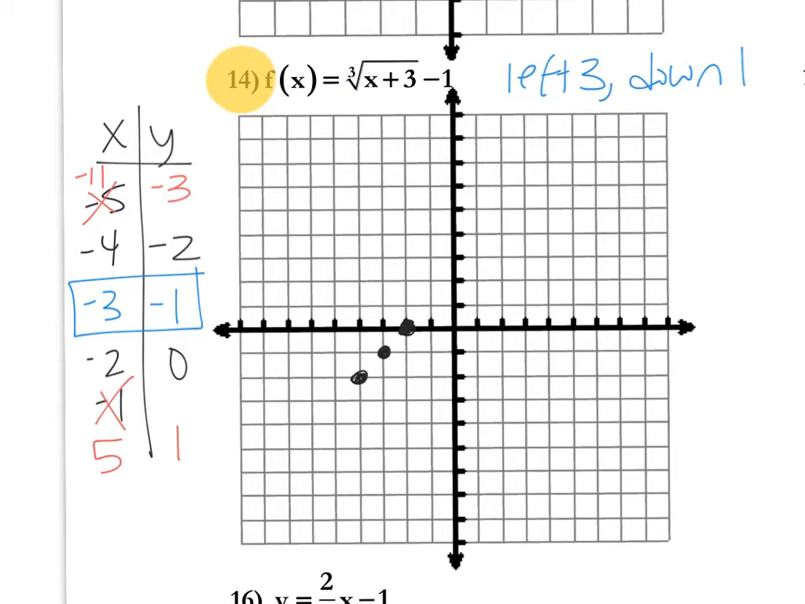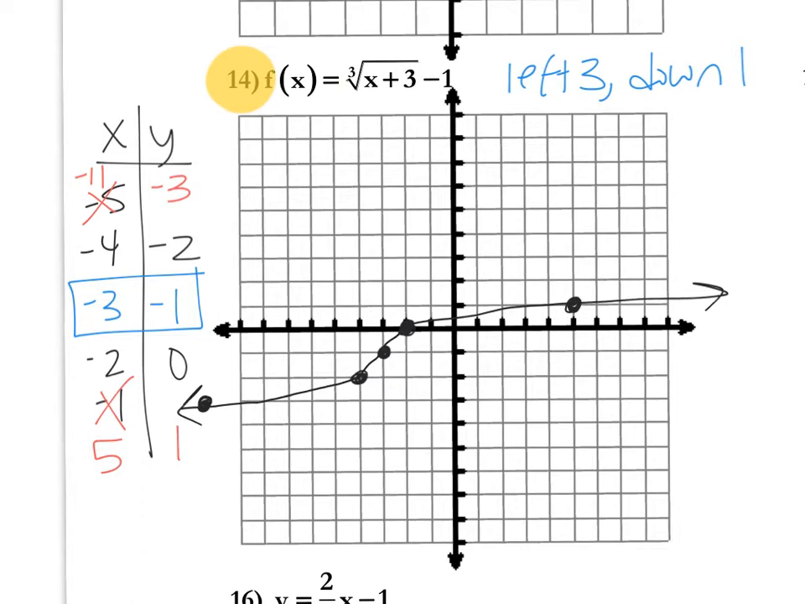So negative 11, 4 is way over here. It's a little bit off, but that's okay. It'll still help you verify that you have the right shape. And then 5, 1 is right here. So here is our snake, and it's both halves. And that is how you do the T-chart for that one.